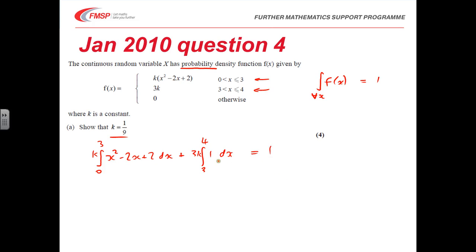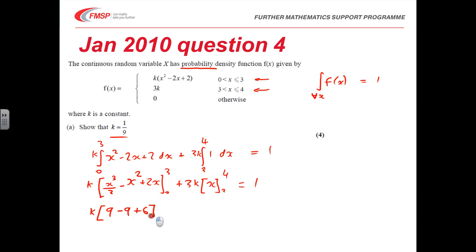and all of that should equal 1. So calculating this now gives me k x cubed on 3 minus x squared plus 2x, and that's going to be between 0 and 3, plus 3k of x between 3 and 4, and that should all equal 1. Okay, so if we now calculate these, this is going to work out and give me k times by 9 minus 9 plus 6 plus 3k equals 1. So we can see that this is going to give me 9k equals 1, so k equals 1/9.